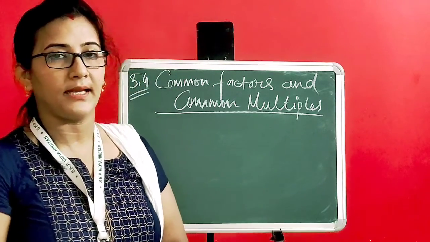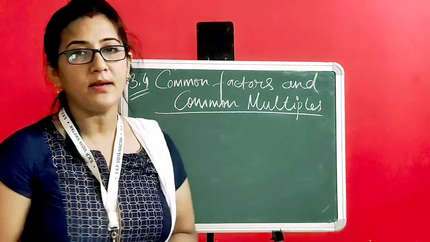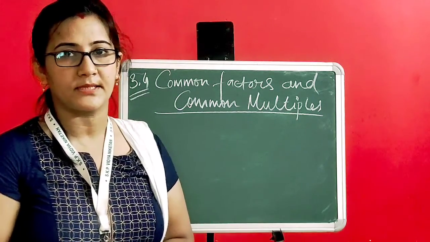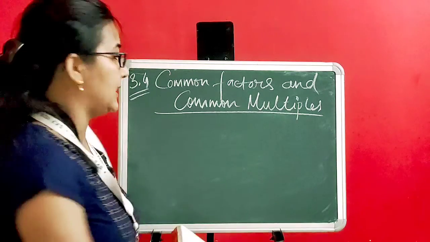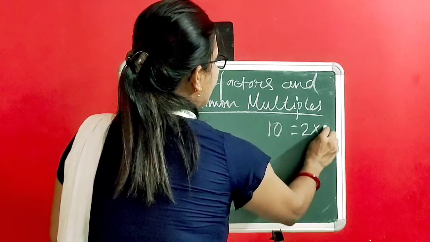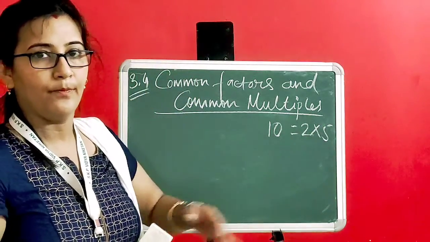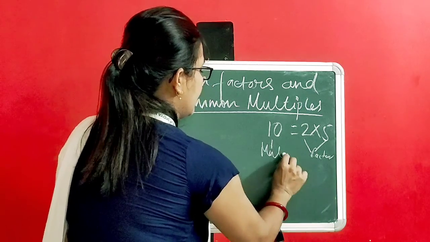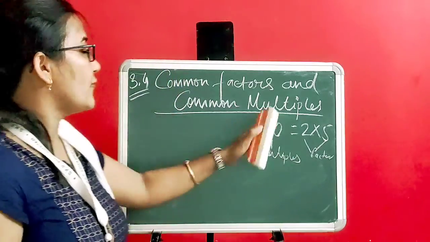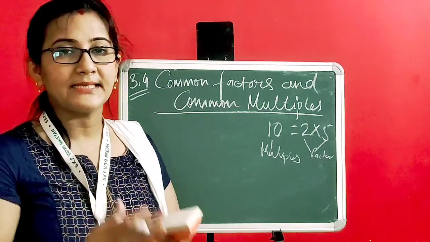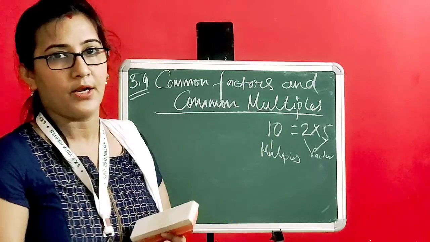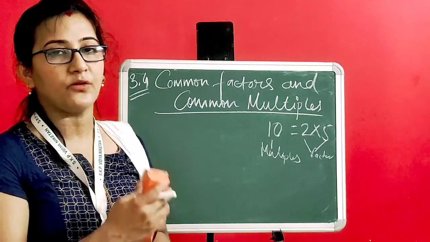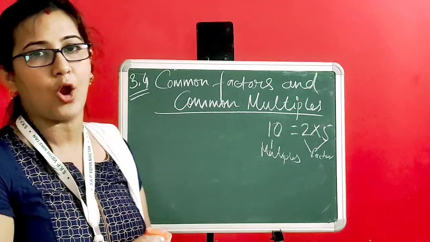So today our topic is common factors and common multiples. Previously we have done factors and multiples. So what are factors and multiples? Suppose this is 10, and we can write 10 as 2 into 5, isn't it? So here 2 and 5 are factors and 10 is the multiple. Factors means the exact divisors of a number. Now today, based on factors and multiples, we will understand common factors and common multiples.